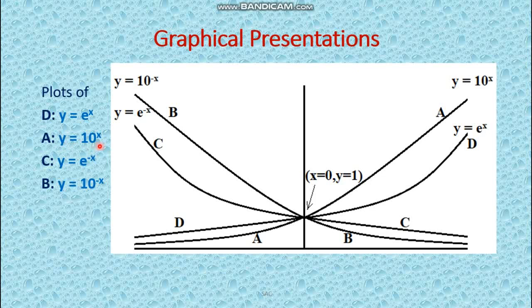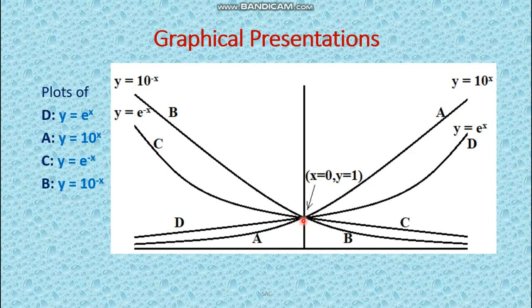y equal to 10 to the power x is the A graph. From here this way, it is increasing exponentially. Look at the movement of the cursor. This is the A graph, representing y equal to 10 to the power x. At this point, where it is cutting the y-axis, the value of x is 0, but the value of y is 1, because when x is 0, it is 10 to the power 0, that is y equals 1. So this point represents the coordinates x equal to 0 and y equal to 1.